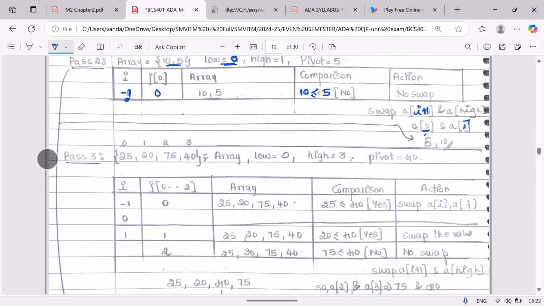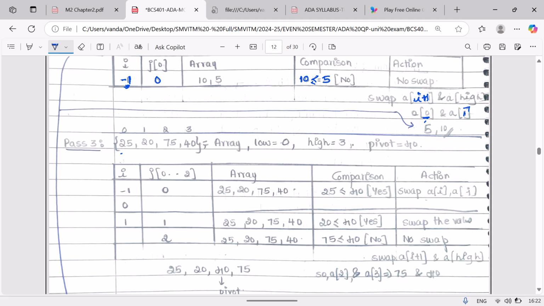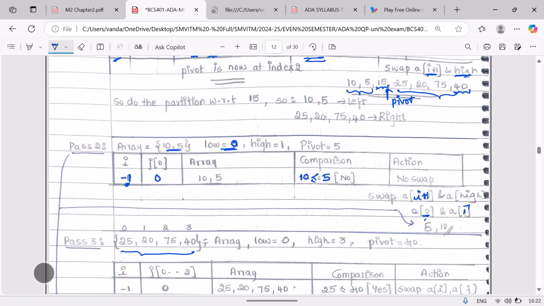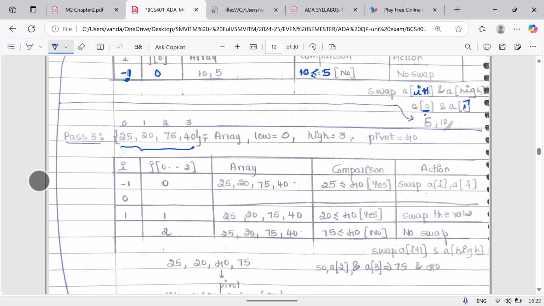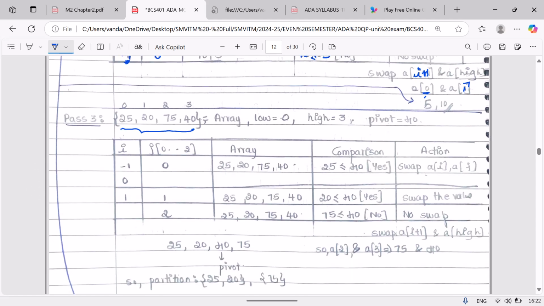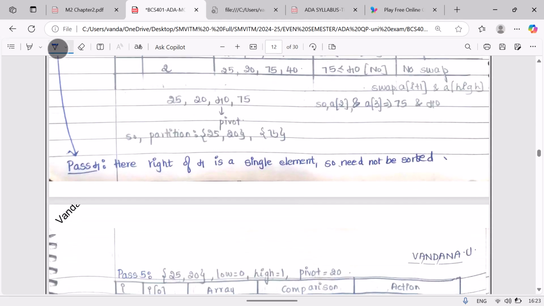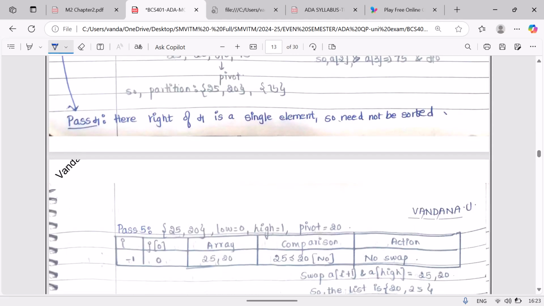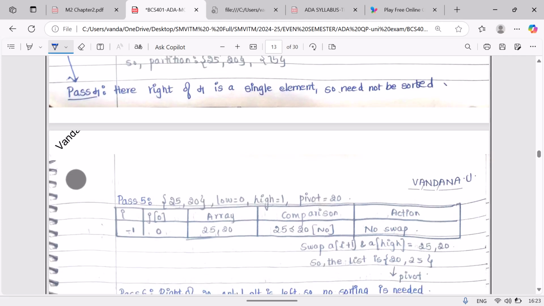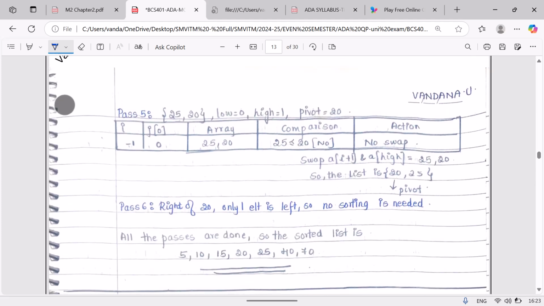Correct? Next, you will do the same procedure on this right side element. So 25, 10, 75, 40. Okay, so you can see this. Take a screenshot if you want and do the calculation and check if you're getting the correct answer. So pass 4, you'll get like this. Pass 5 and pass 6.